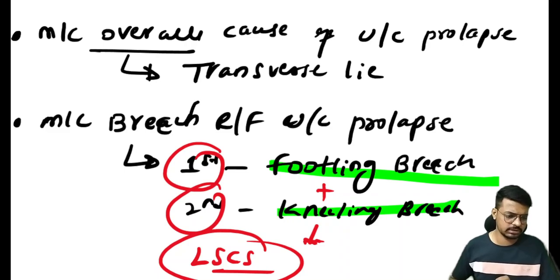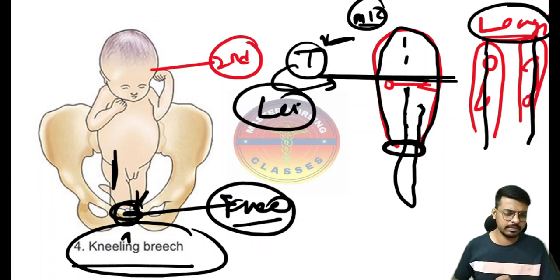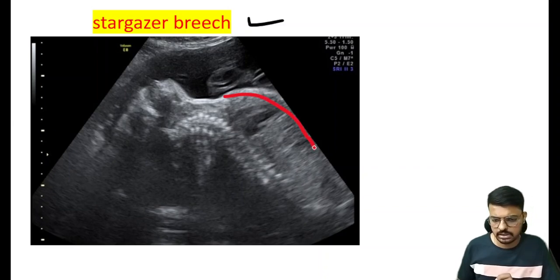It's very important. So we have seen the four types of breech: frank breech, complete breech, footling breech, then knee breech. Then I will come to the stargaze breech. So what is the stargaze breech? What we are able to see here in the ultrasonography, look at this one. This is the thorax of the baby. This is the abdomen of the baby, and here are the feet of the baby. And here is the spine.